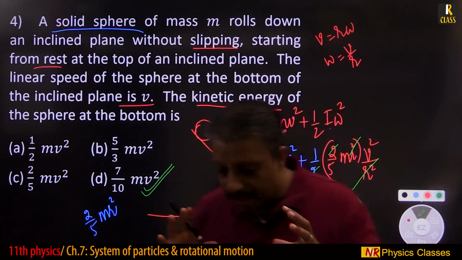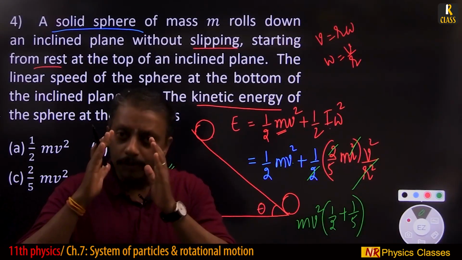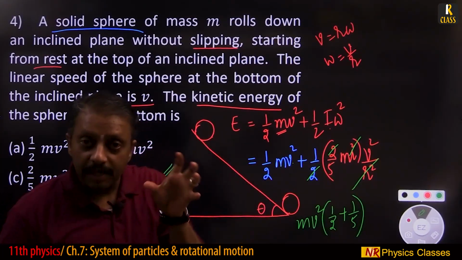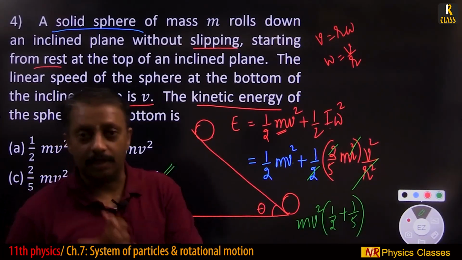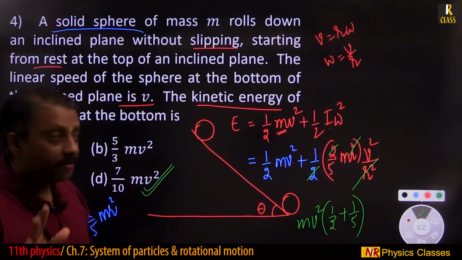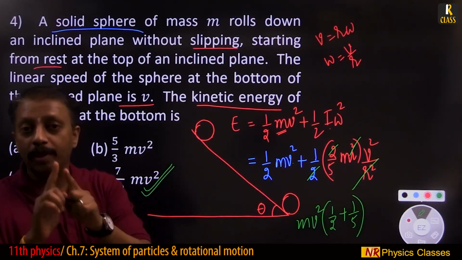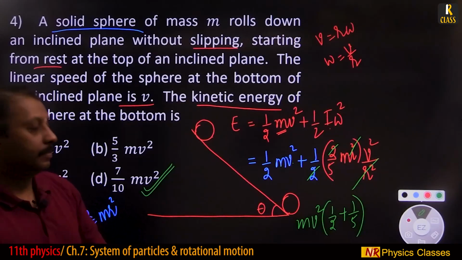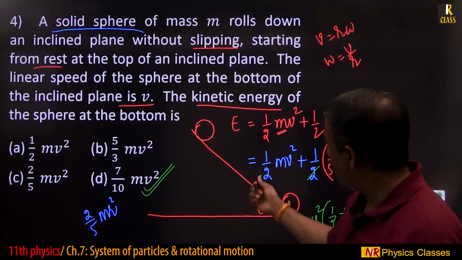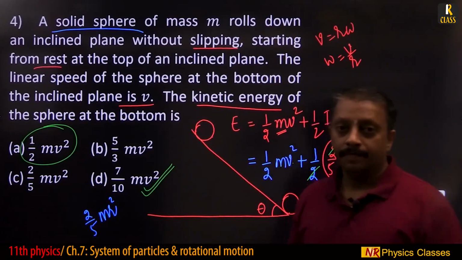So when the kinetic energy of a rolling body is asked, make sure that you consider both linear kinetic energy and rotational kinetic energy. Rotational kinetic energy is half I omega square, linear kinetic energy is half mv square. In a few problems, they will mention rotational kinetic energy. At that time, consider half I omega square only. If the linear kinetic energy is asked, half mv square. Even that option is given.